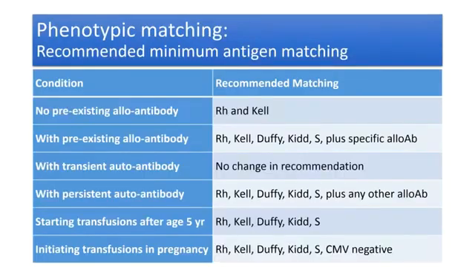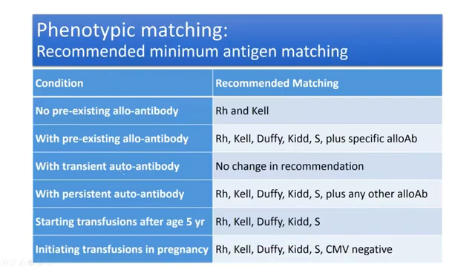And these are the recommendations for antigen matching for RBC units. If the person with thalassemia has no pre-existing alloantibody, there is no alloimmunization, then it is recommended that they are matched to RH, which is the CE, as well as the K antigen. Those who have pre-existing antibodies should be matched to RH and K, but also to an extended group of antigens listed here.